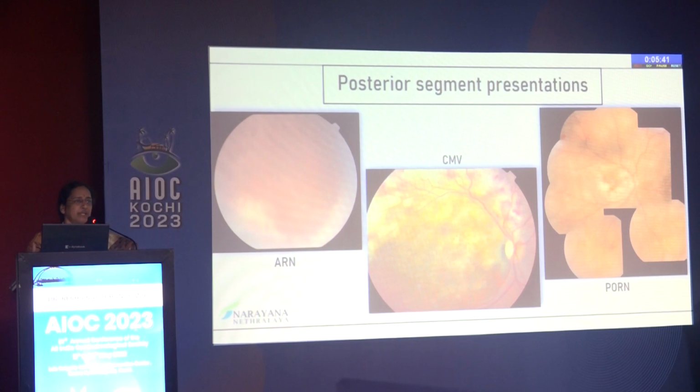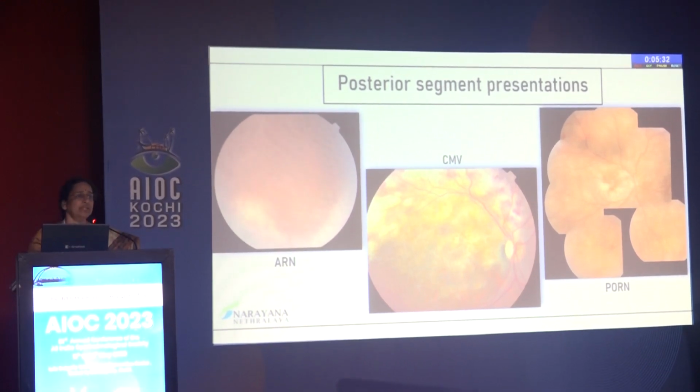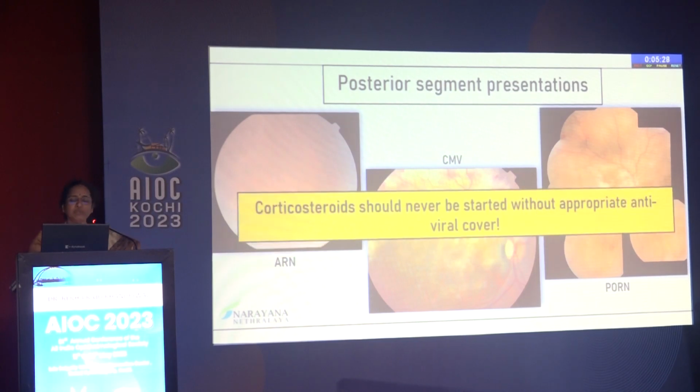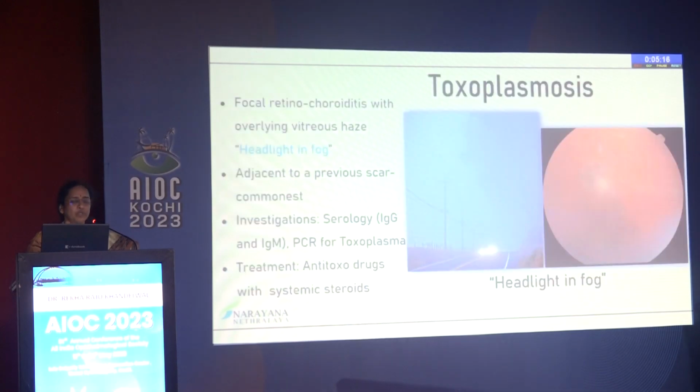So we make the diagnosis based on the clinical presentation and start the appropriate antiviral therapy at the earliest, without waiting for the lab investigations, especially in necrotizing viral retinitis. Corticosteroids should never be started without appropriate antiviral cover in these entities. Next we'll move on to toxoplasmosis. Toxoplasmosis is the commonest cause of infectious posterior uveitis across the globe.